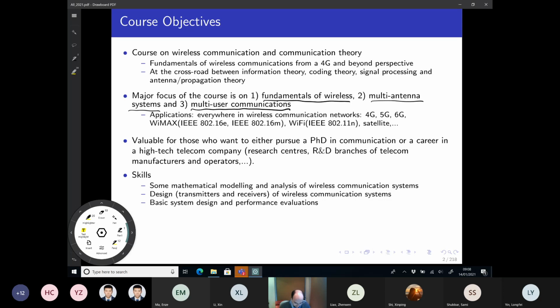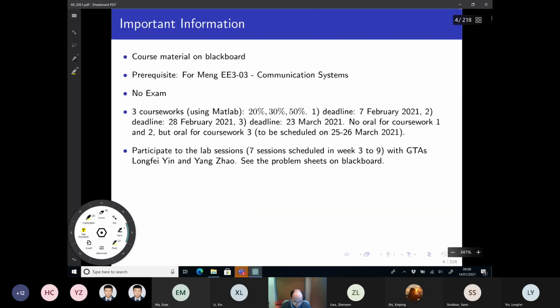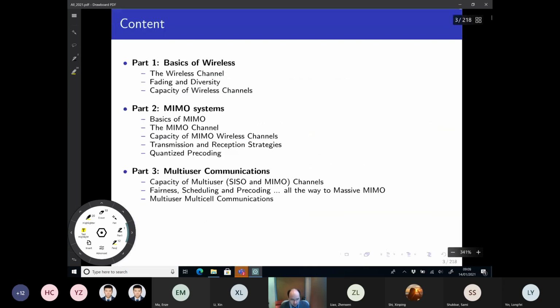The other thing we're going to look at is the design of wireless communication: transmitter, receiver, multiple transmit antennas, multiple receive antennas. And the last thing is really basic system design and performance evaluation. This you're going to play with extensively, and you're going to look at this extensively in the coursework. Right, so those are the three parts of the module.